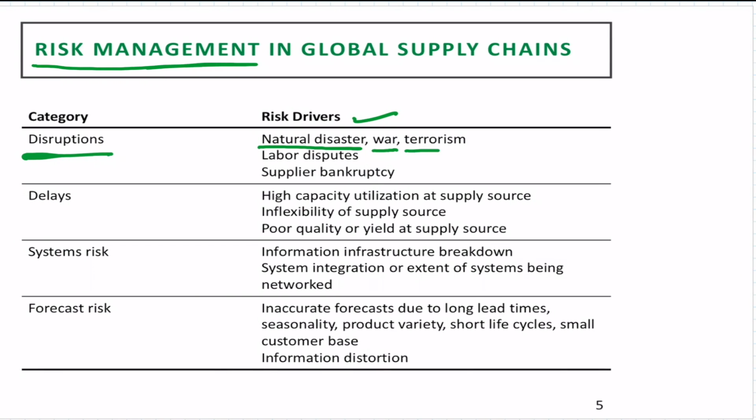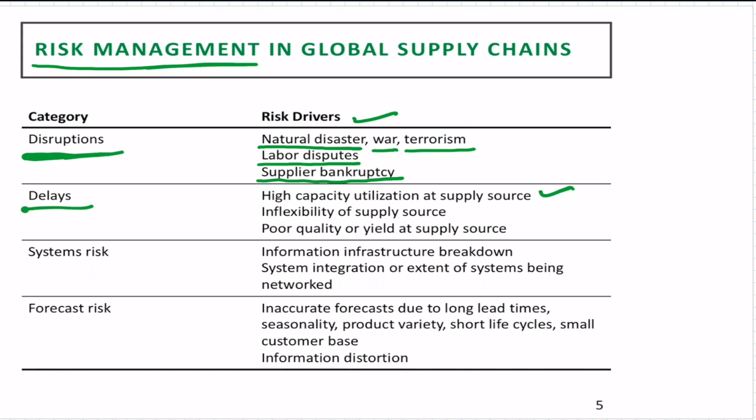There is a risk of terrorism, and labor disputes, especially since different countries may have different laws, and how to handle that may change from one country to another. Or it might happen that a supplier may not be doing well and may go bankrupt, and that can cause a sudden disruption to the supply chain. Drivers for delays are high capacity utilization at the supply source. If capacity utilization at the supply source is quite high and there is any breakdown, that will cause a lot of delays.